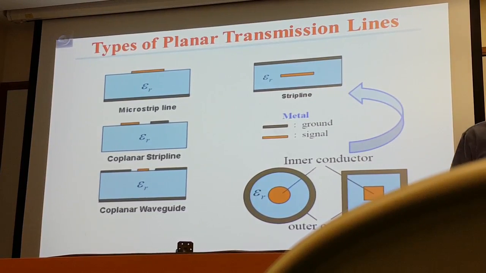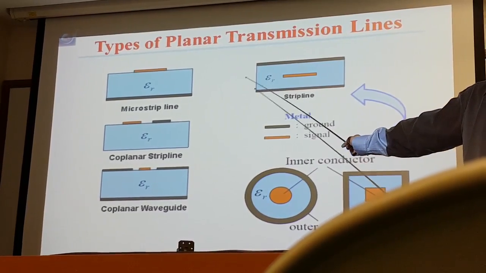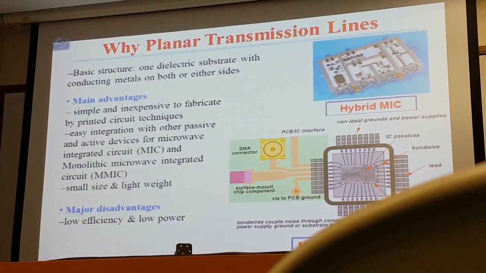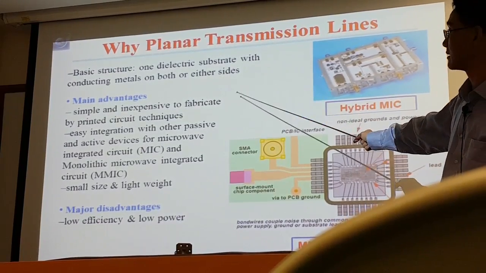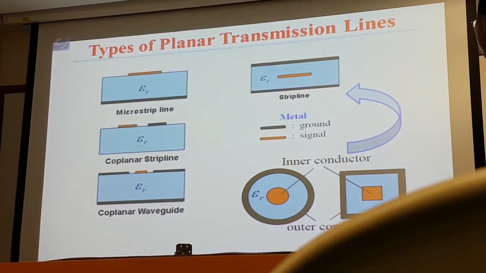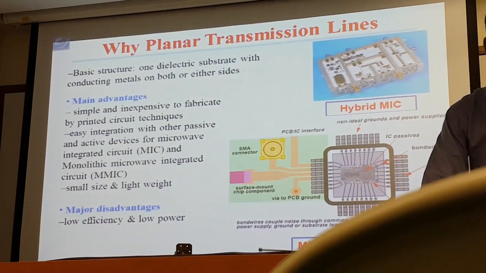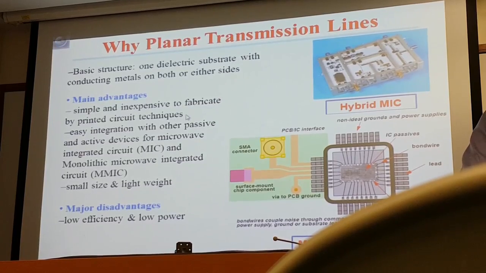Anyway, we will emphasize the microstrip line. The basic structure we have already mentioned: one substrate with conducting metal on either side. Here we highlight this transmission line. The main advantage of this transmission line is that it is simple and not expensive to fabricate using normal PCB technology.